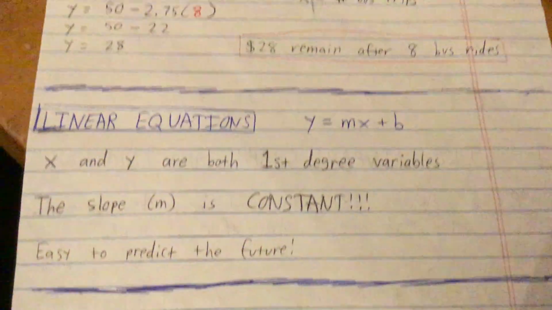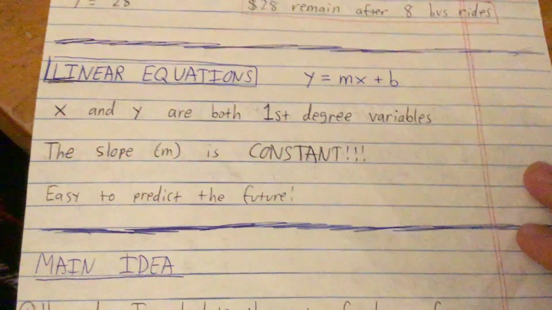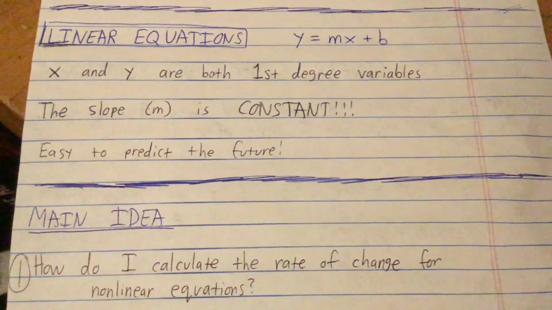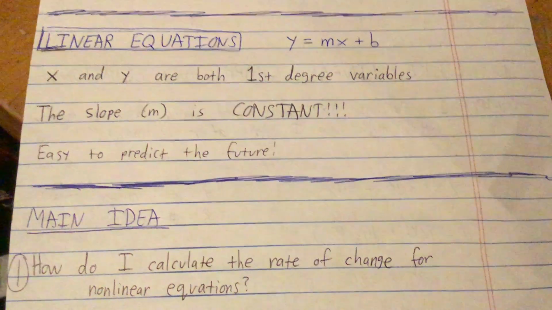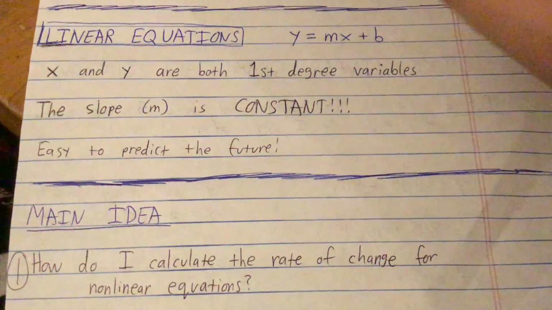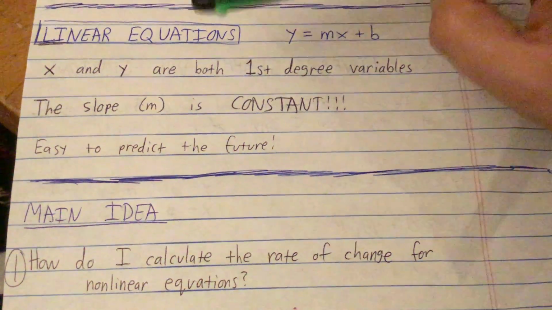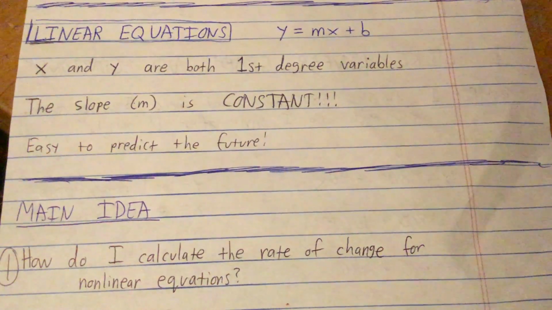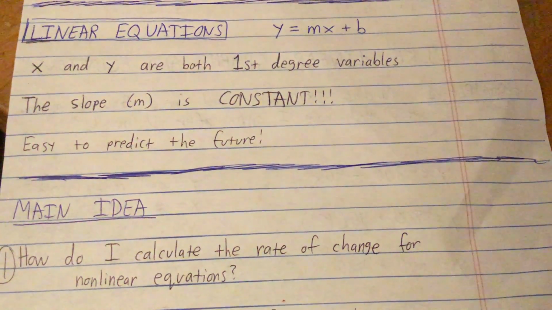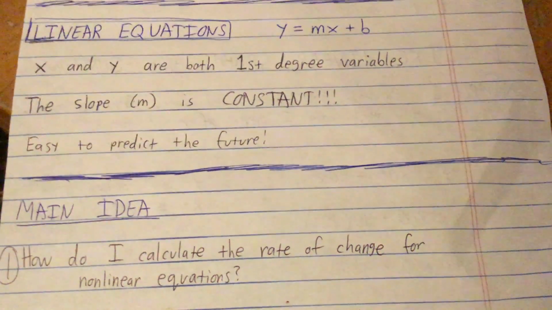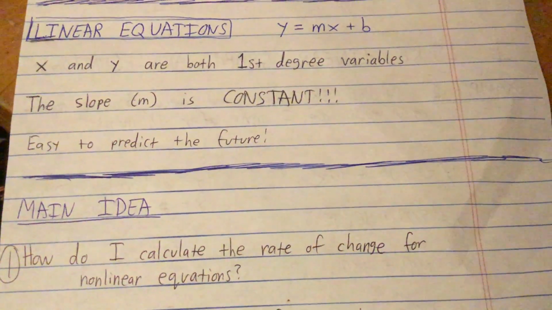But anyway, when we have a linear equation in y equals mx plus b, how do you know? Does it have to be y equals mx plus b? No, but it's really, really helpful when it is. But when you have x and y to the first power, in other words, no exponent automatically means it's to the first power, then the slope is constant. In other words, you can make a line if x and y are to the first power.